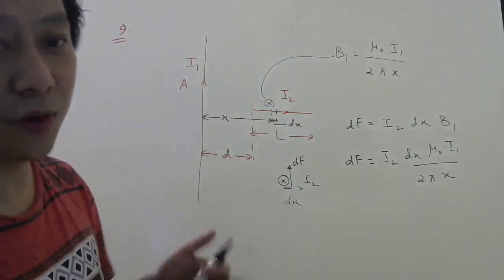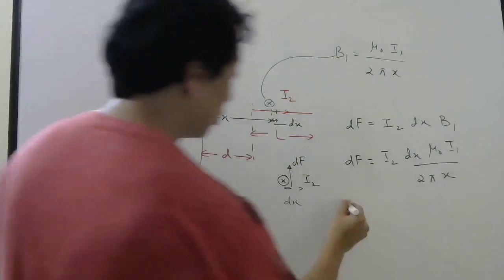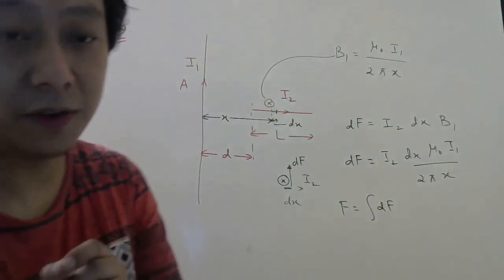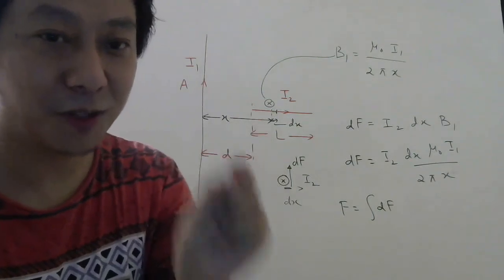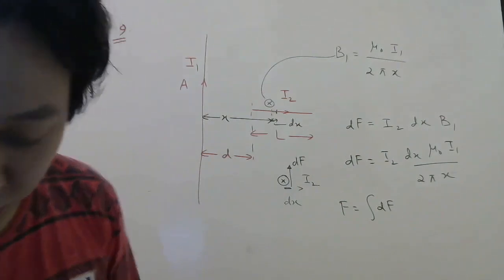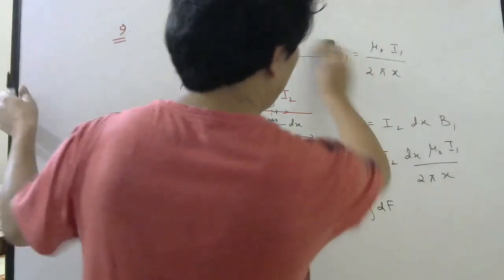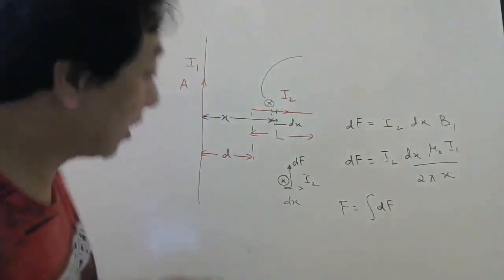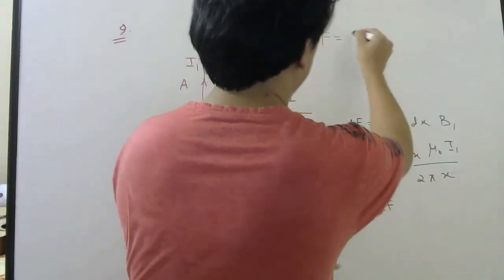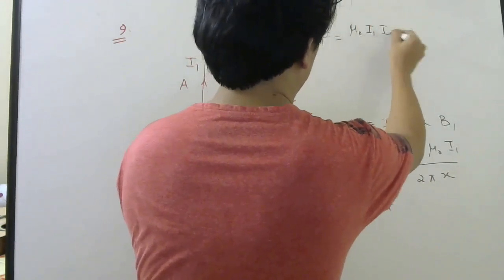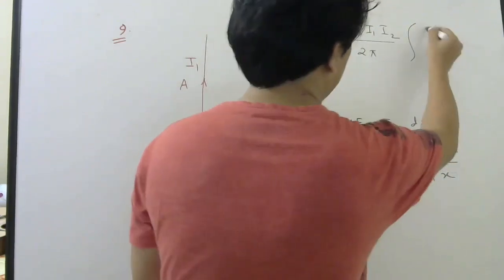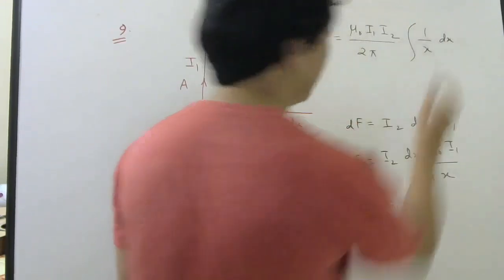So no need to take components, we can directly integrate. Total force will be the integration of dF, because all the forces on different parts of this wire are in the same direction, upward. So you can directly integrate. If you integrate, what will you get? Constants you take outside. What are the constants? Mu naught I1 I2 divided by 2 pi. What is left? 1 by x dx. Correct? Yes, 1 by x dx is left.